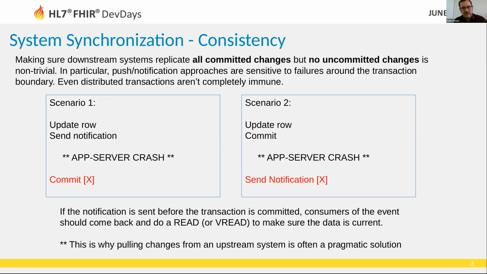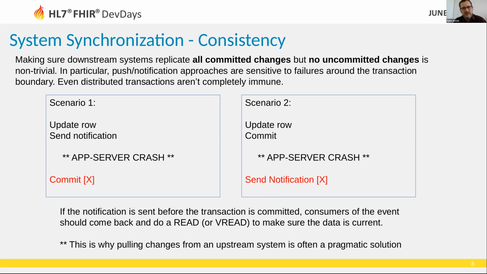Just want to talk a little bit about consistency here. One of the issues when you are trying to synchronize data between 2 systems is those systems getting out of sync, and that can happen very, very easily. So I've got a couple of scenarios here. Let's say we've got a very simple system where we're updating a row in the database, so maybe a new version of a resource or a new resource comes in.